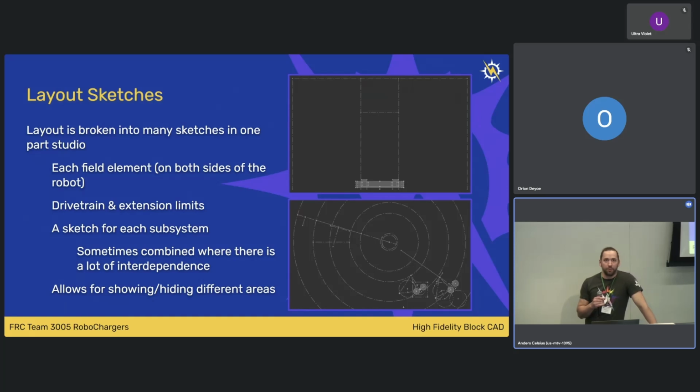We model both field elements on the front side and the back side, because we don't know what direction we're going to be approaching the field elements from, necessarily early in the process. And then every subsystem gets its own layout sketch that's just layered on top. And if we have something that's really complicated and really integrated, then it'll get combined.